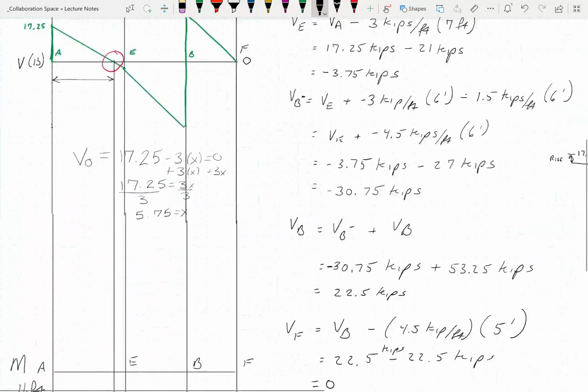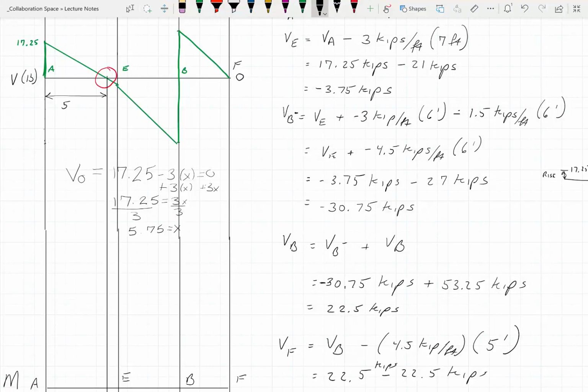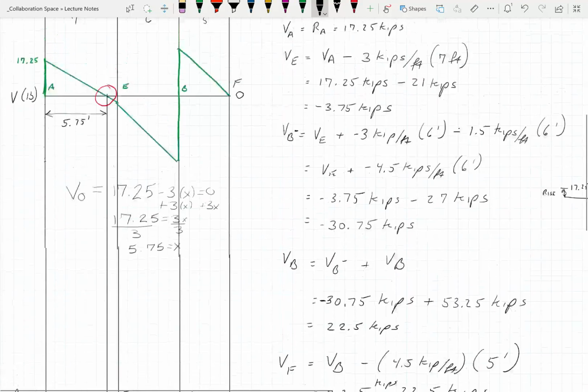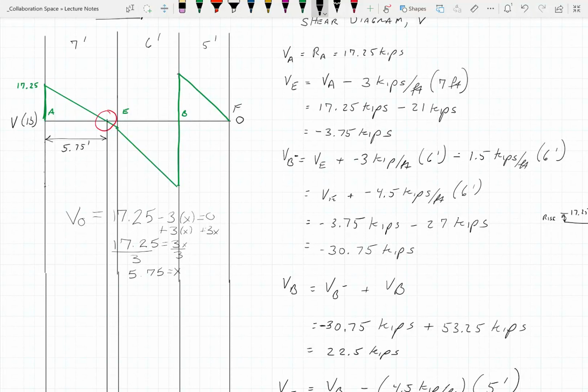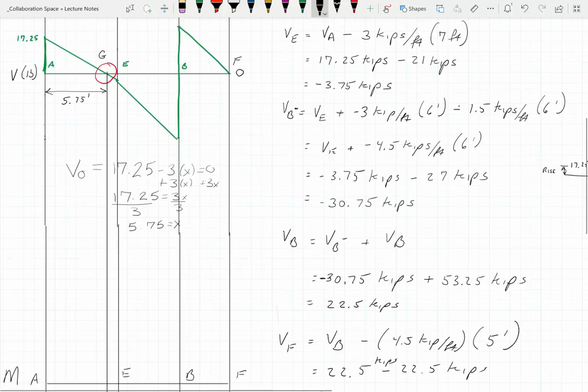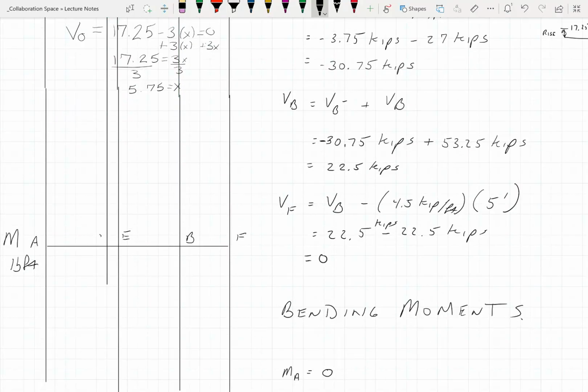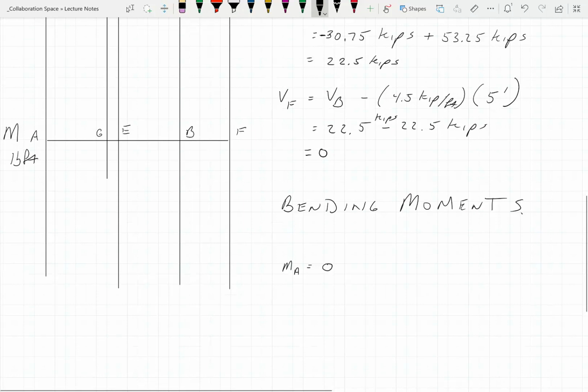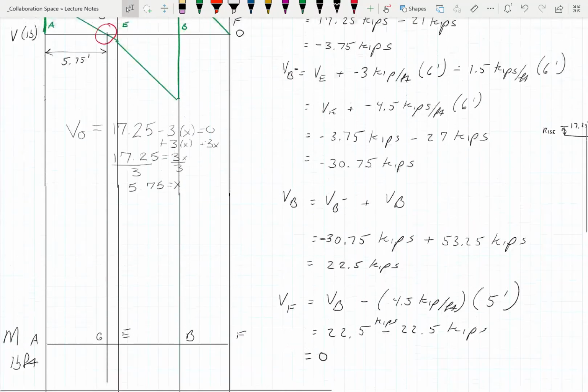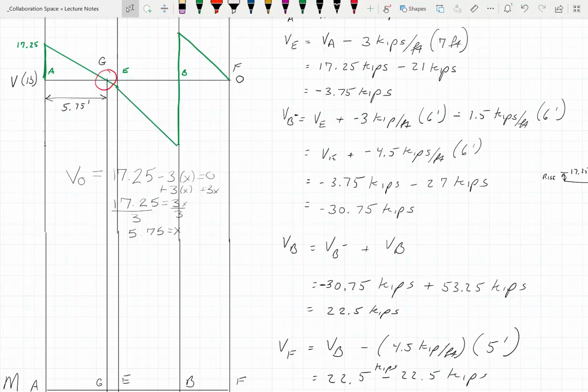Okay. So now that we know this is 5.75 feet, we are going to need the rest of that over here, but we can deal with that one in a minute. So we need to come up with a new point right here. So let's call it A, B, C, D, E, F, G, right? So that's our G. All right, the moment about G is MA plus our area of that triangle, right?